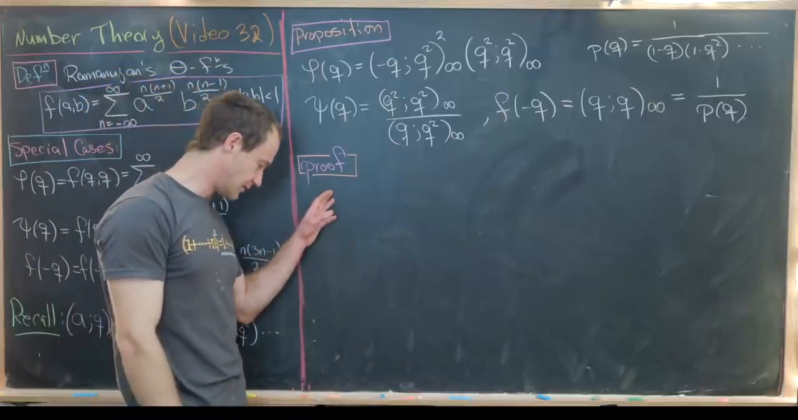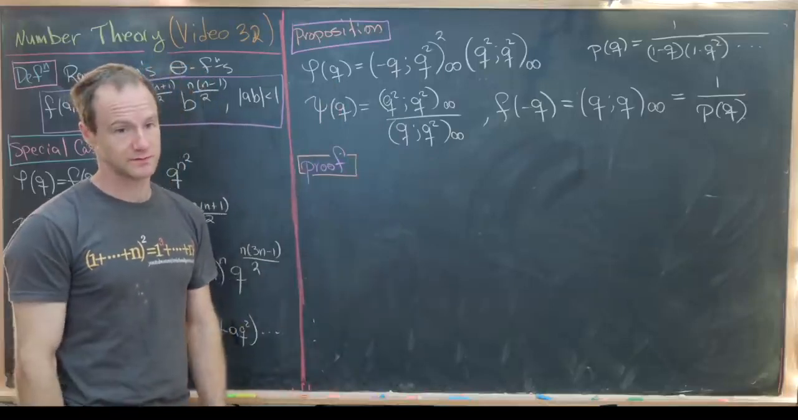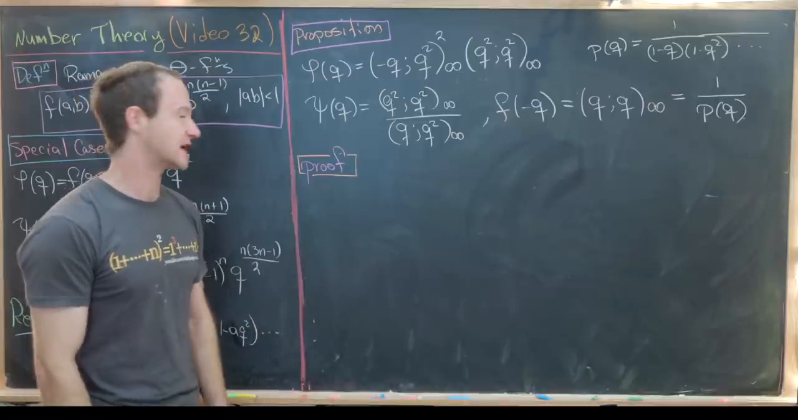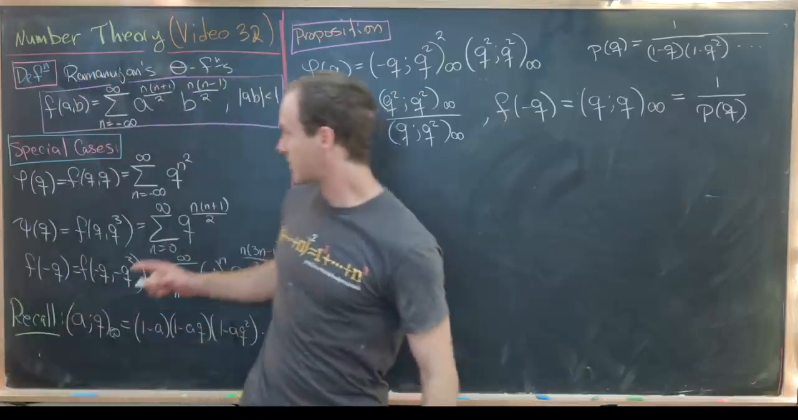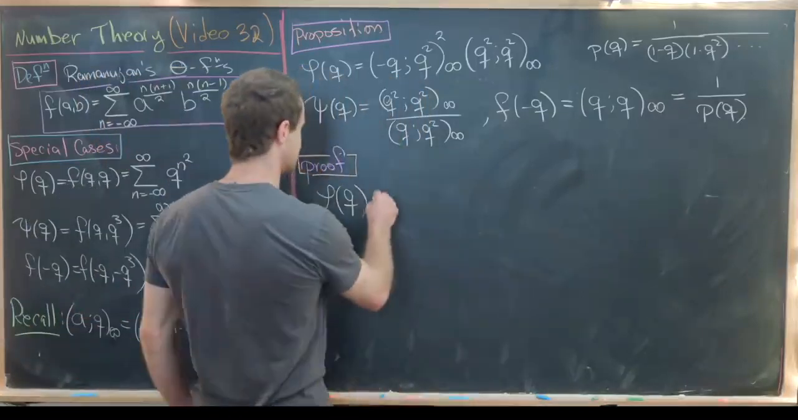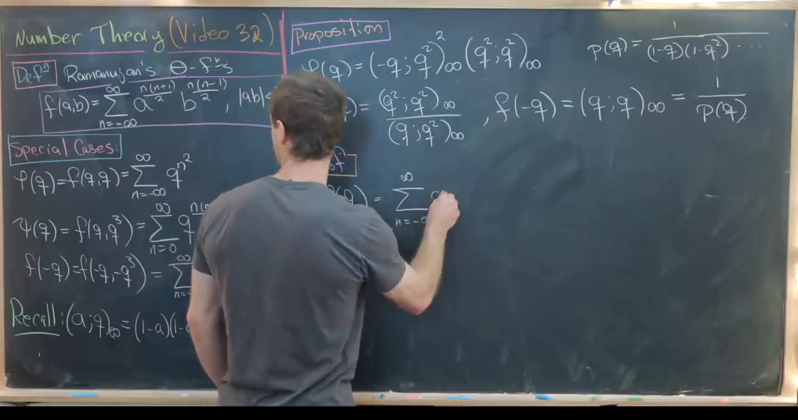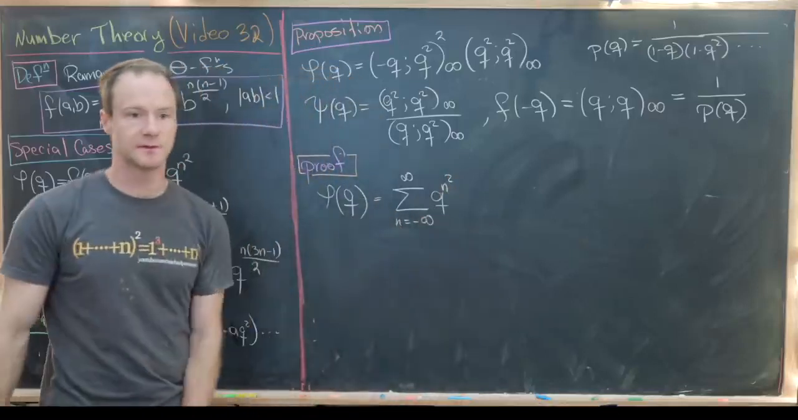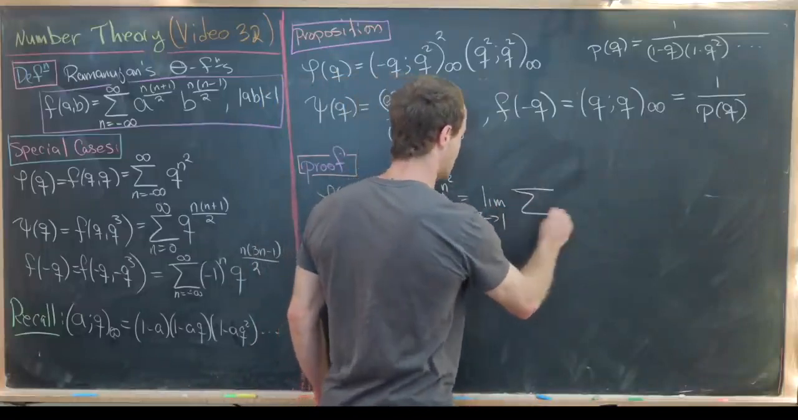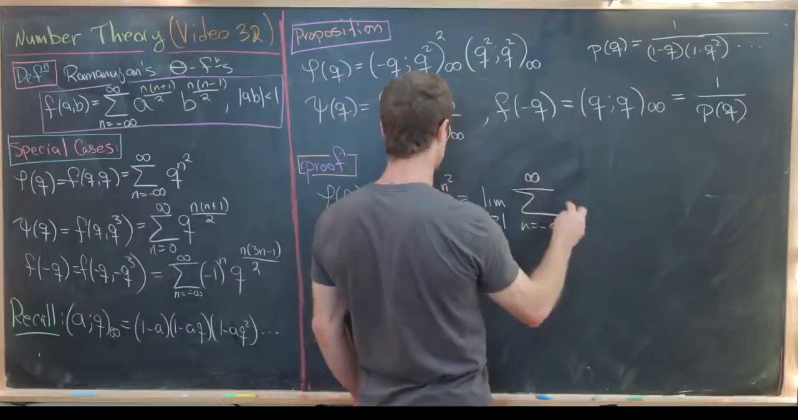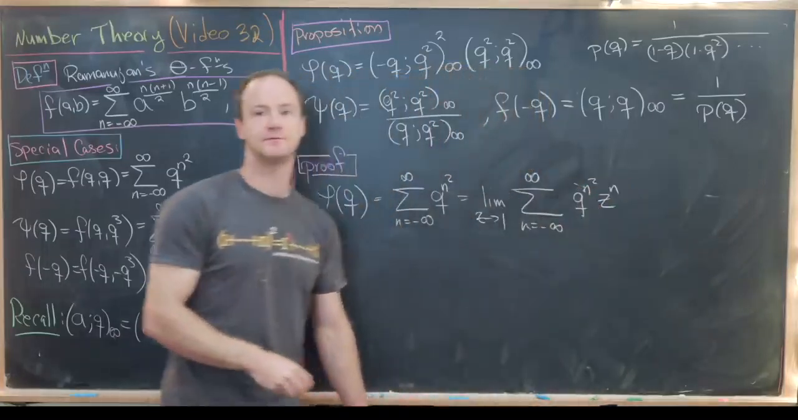Okay, so let's look at a proof, but we're only going to prove this first one. The other two could be thought of as homework problems, or if you're in the class, you're going to do them as in-class exercises. So let's start with phi of q, but we're going to take it from the definition over here. So that is equal to the sum as n goes from minus infinity up to infinity of q to the n squared. But that's going to be equal to this limit as z goes to 1 of the sum as n goes from minus infinity to infinity of q to the n squared times z to the n.